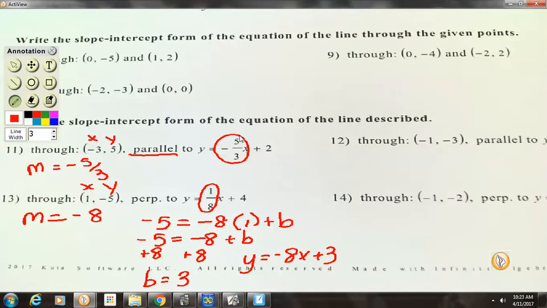So for like number 11, it'd be the exact same slope, right? Since it's parallel. Well, they have the same slope, but you'll still need to find b. So you've got x and you've got y, and you've now got m.